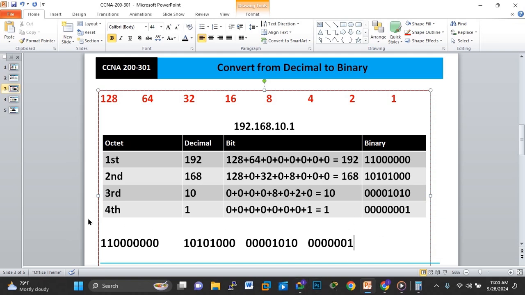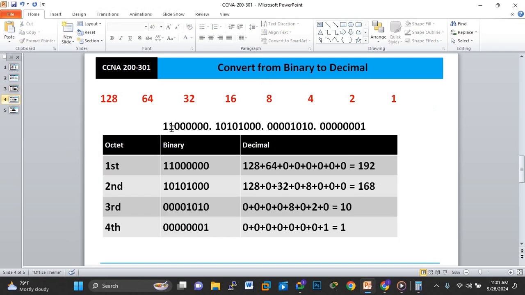So you can see that now, this fourth octet, we have converted dot 1 to binary. So now the binary for 192.168.10.1 is what you are seeing below.